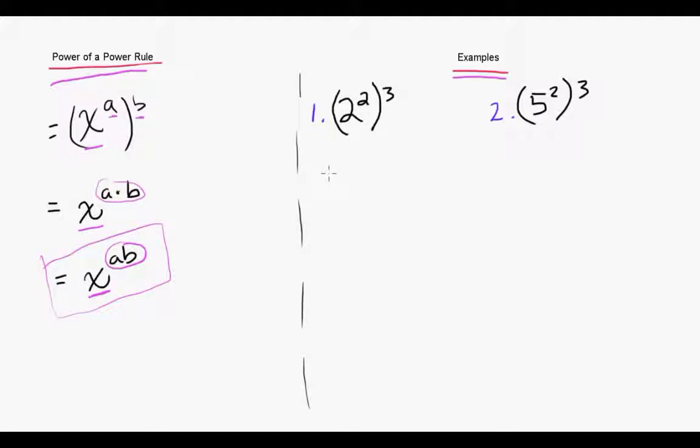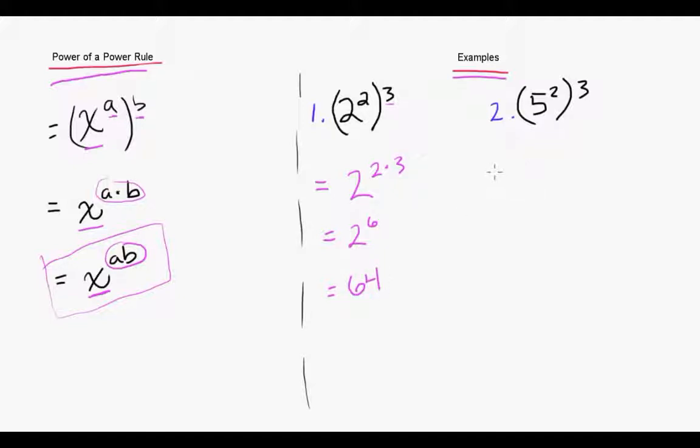Let's take a look at these examples and see if we can concrete this in our brains a little bit. We have 2 squared to the exponent 3. So we're going to rewrite that as 2 to the exponent 2 times 3. 2 times 3 gives us a product of 6. And then 2 to the 6th is equal to 64.